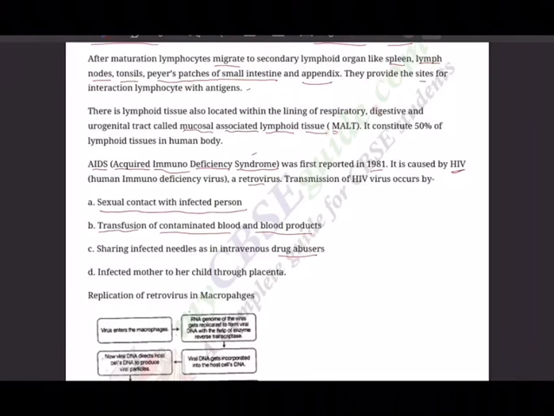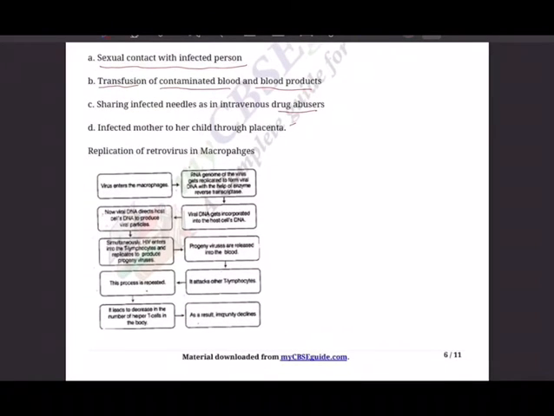Infected mother to her child through placenta. This is very, very unfortunate. An infected mother, when she delivers a baby, she delivers an AIDS baby. That's very unfortunate. So replication of retrovirus in macrophages, how does it occur?